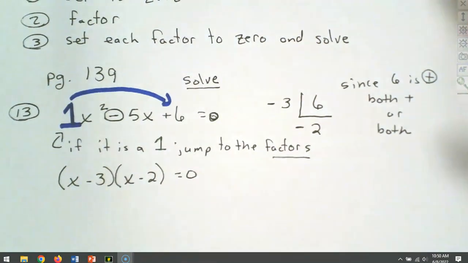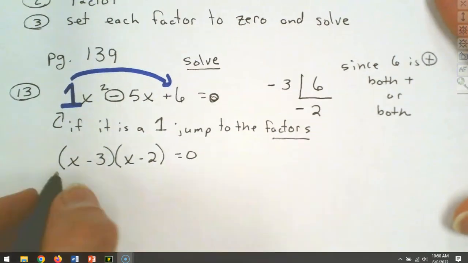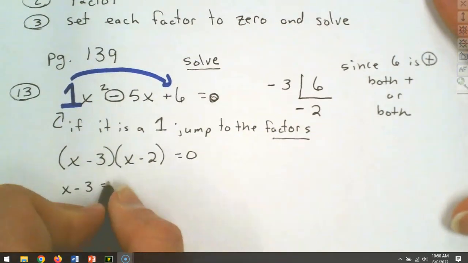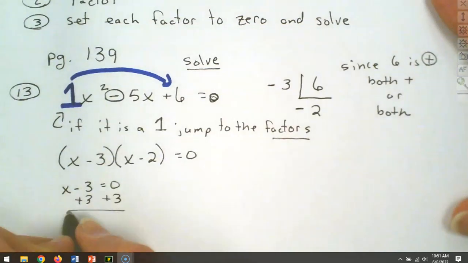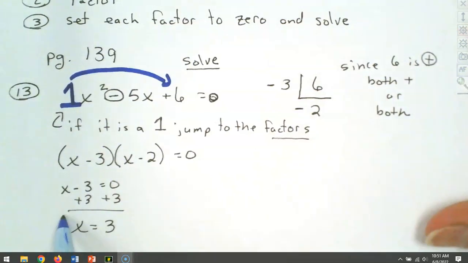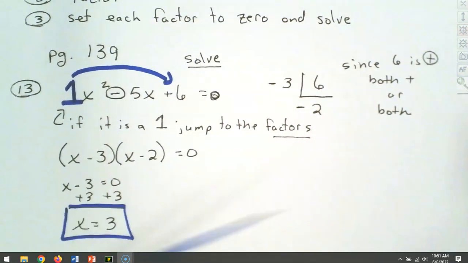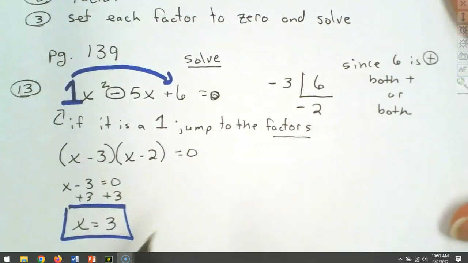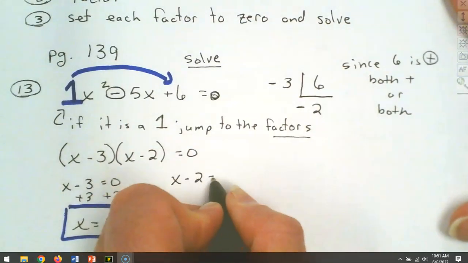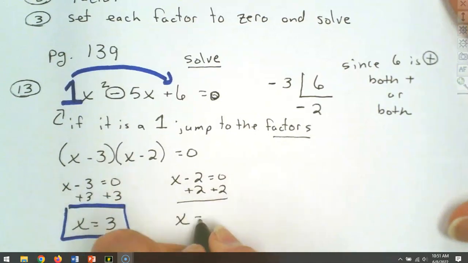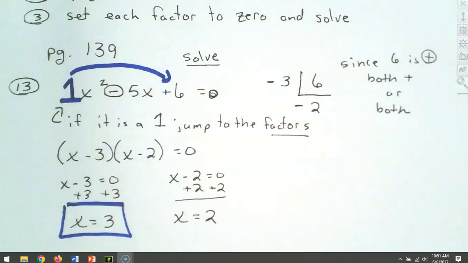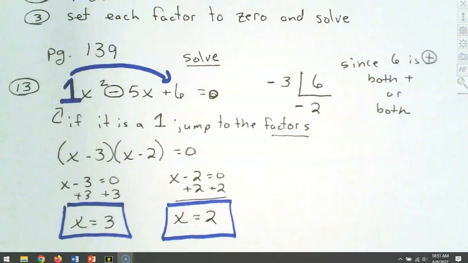Now we solve it. We set each piece to 0. So x minus 3 equals 0. We add that 3. And so my first solution is x equals 3. Repeat the process for the other one. X minus 2 equals 0. Add your 2. And so x then equals 2. So there's your two answers, 3 and 2.